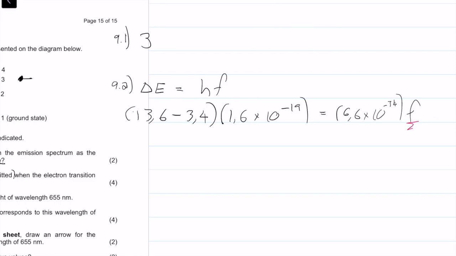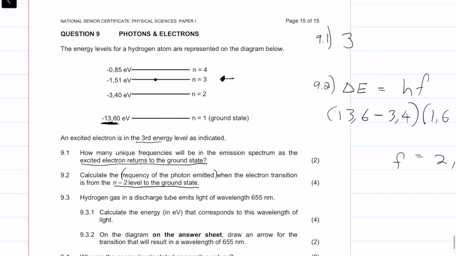The only unknown in this equation is our frequency f, so we can solve for f, which is equal to 2.47 times 10 to the 15, in units of hertz. Okay, and that's the answer. So we get, what's that, 4 marks.